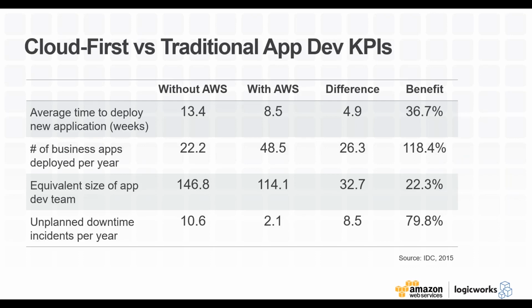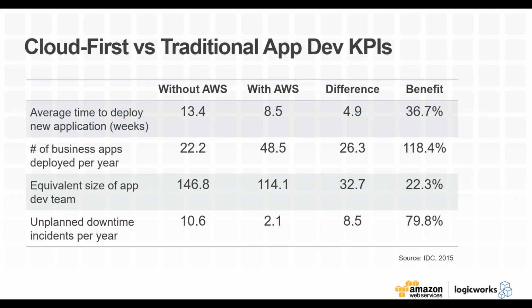So when we compare cloud-first versus traditional application development, and look at what it's like to develop applications in a cloud-native approach leveraging AWS, this is a survey that was done a while ago, but you can see the average time to deploy new applications is 36% faster using AWS. And the number of business apps deployed per year is almost 120% more. Development teams can be 22% smaller, so that's a lower investment for faster time to market. And as you can see, unplanned downtime incidents are reduced by 80%, so there's more stability on the platform as well.